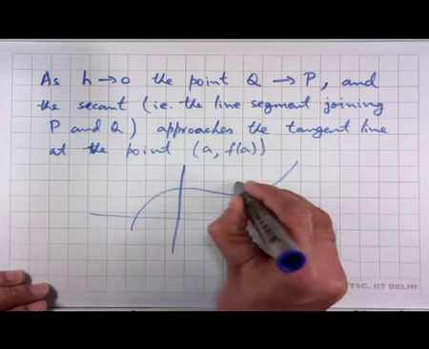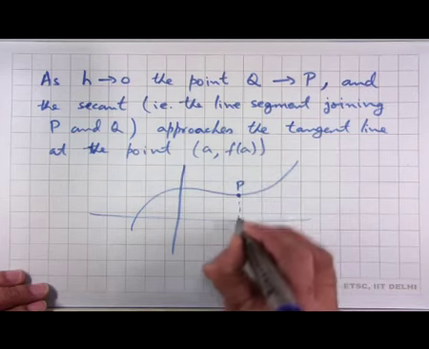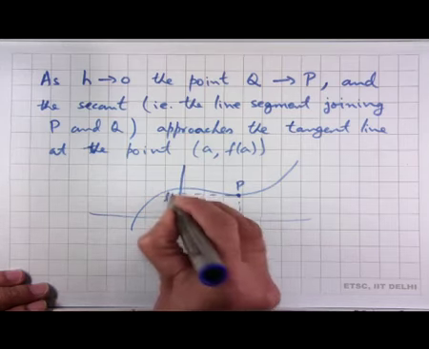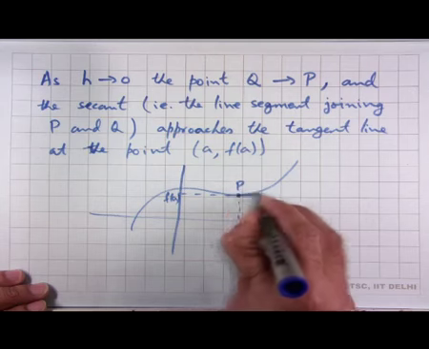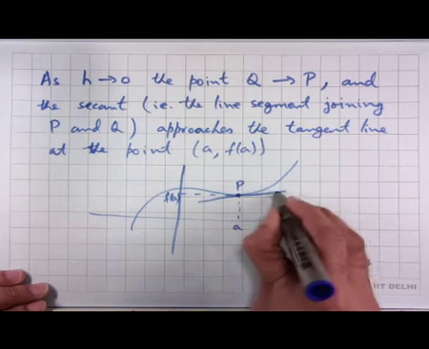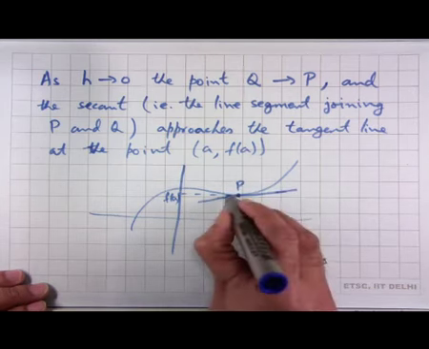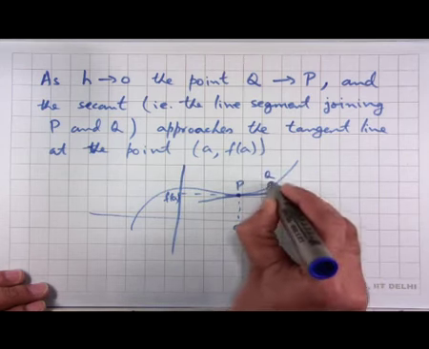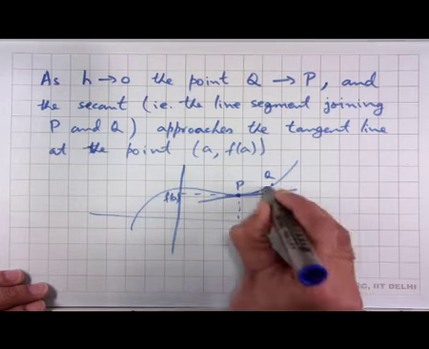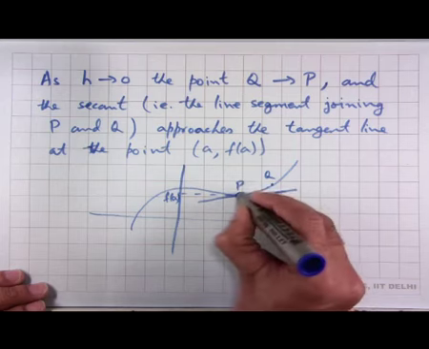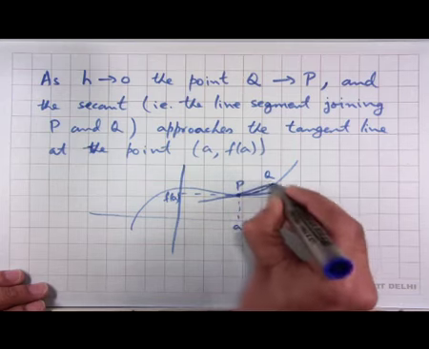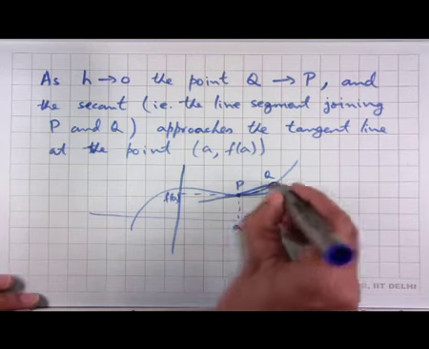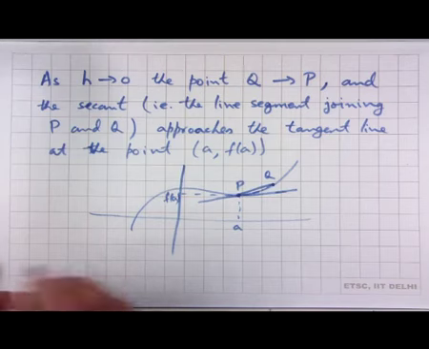We have this point P here, and there is this tangent line. So, as this Q moves and approaches this point P, the secant line approaches this tangent line, and the slope of the secant line approaches the slope of the tangent line.